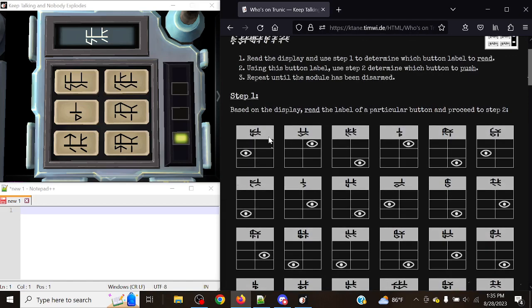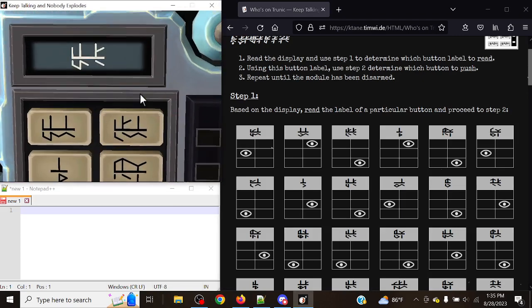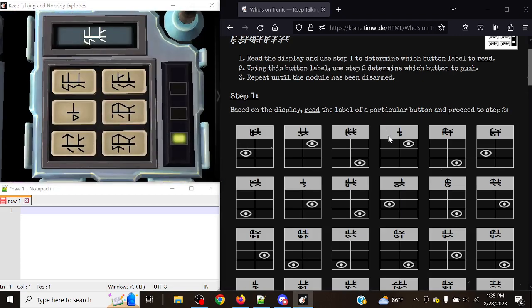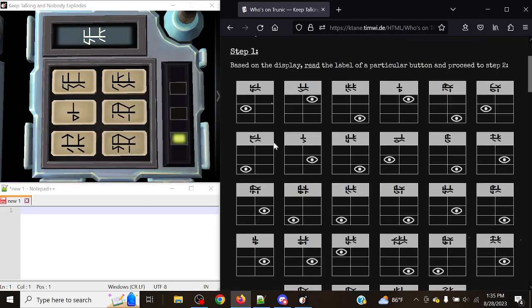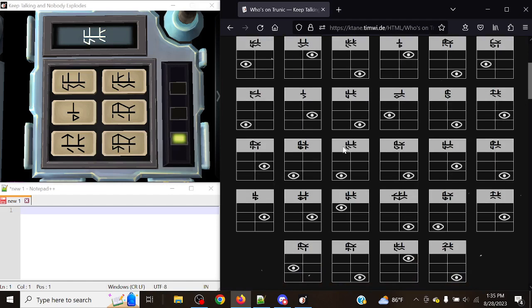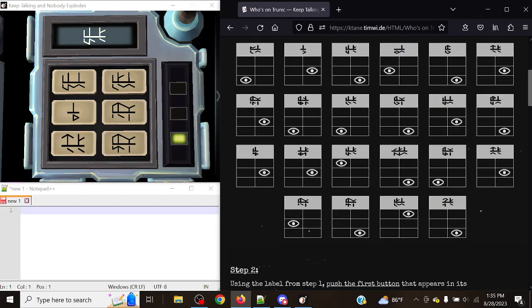So let's take a look for this one. I'm just going to say let's take a look at this one. It's close, but not quite. It needs that little line down into the bottom right. That's what it's missing. Not quite. It would be this one right here. Yes. So now we're going to look at top left.